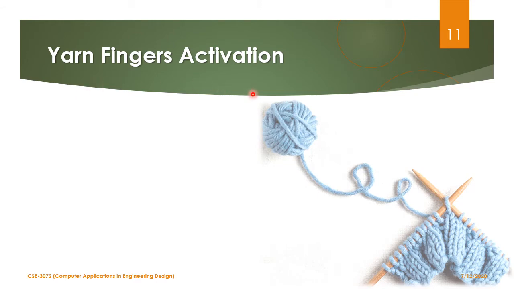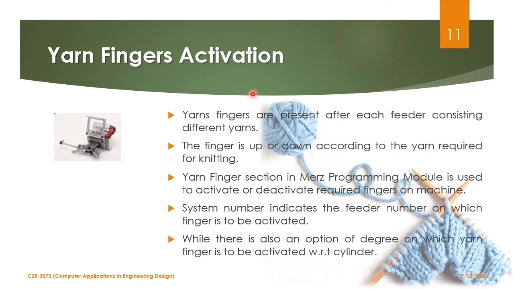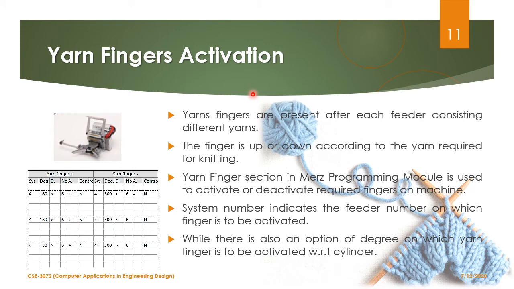Yarn fingers activation. Yarn fingers are present in front of each feeder and consist of different yarns. So we select the yarn finger which is to be activated for manufacturing of the compression stocking, and this finger is activated on the machine by entering the finger number and feeder number here in the software. Yarn finger plus denotes the activation of the finger, which keeps the finger down, while yarn finger minus denotes the deactivation of the finger, which keeps the finger up and doesn't feed the yarn to the needle.